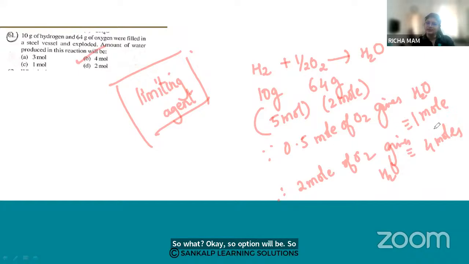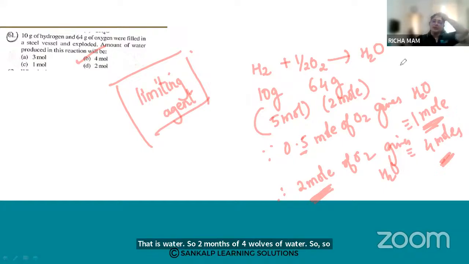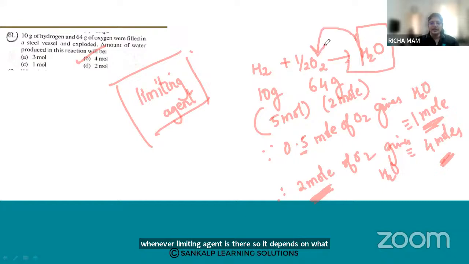So for 0.5 mole, it gives 1 mole. For 2 moles, how much will it give? It will give 4 moles of water. So this is the limiting agent. Whenever a limiting agent is there, the amount of product to be found depends upon the amount of limiting agent. So here the limiting agent is our oxygen molecule.